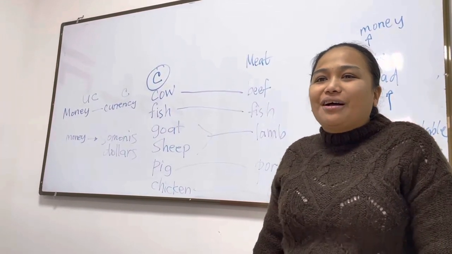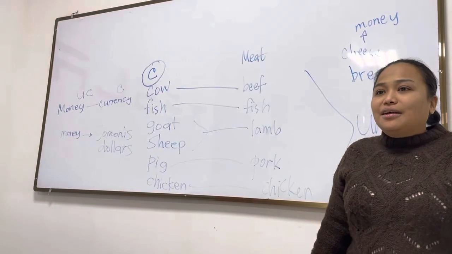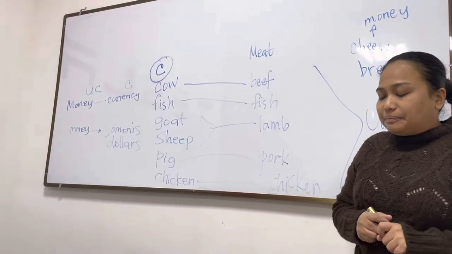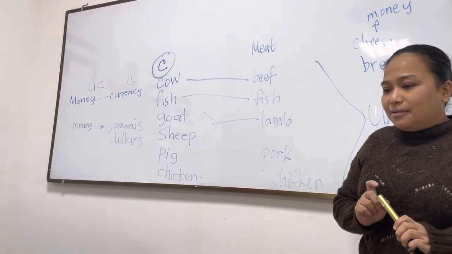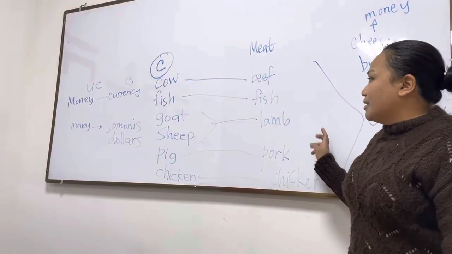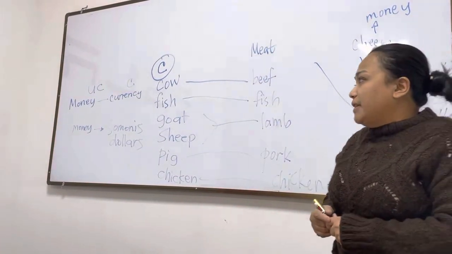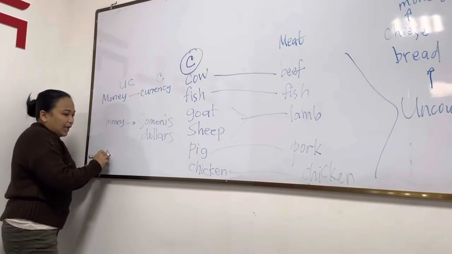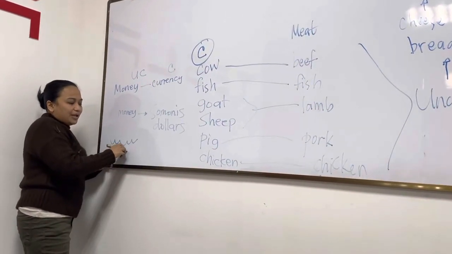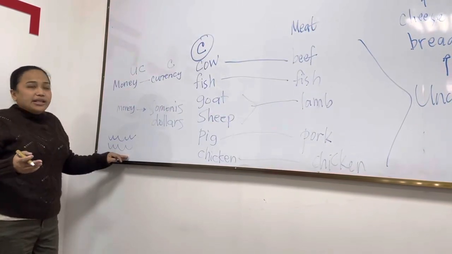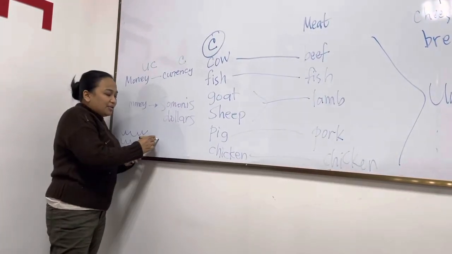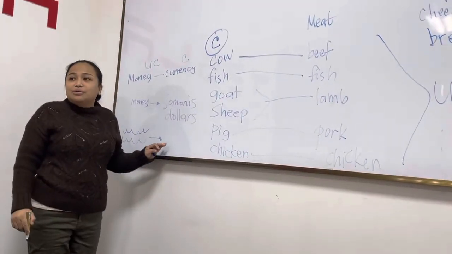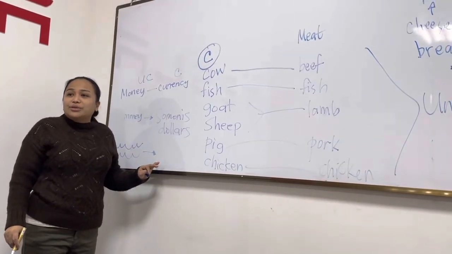Very good. Good job. Did you understand everyone? Okay. So what else? I said already about liquid, right? So if it is water, look at here. So if it is liquid, it's uncountable. If you want to make it countable, you need to use quantifiers.